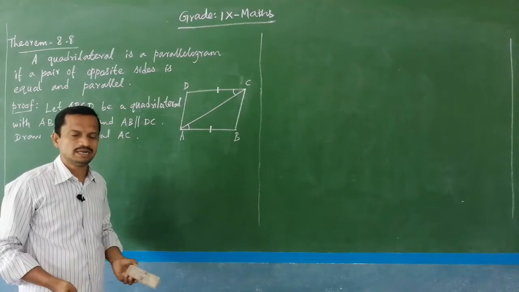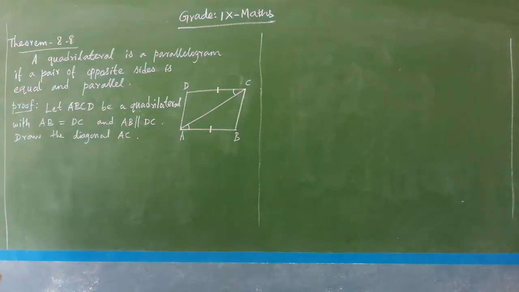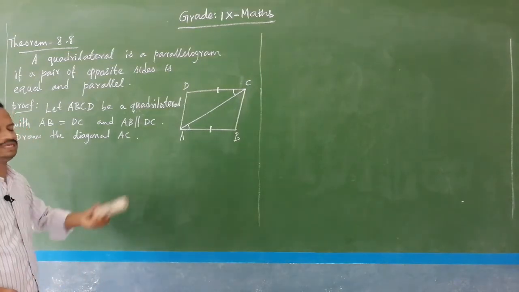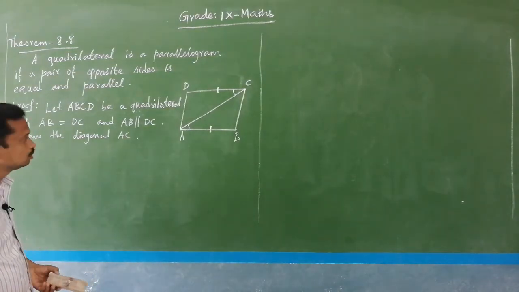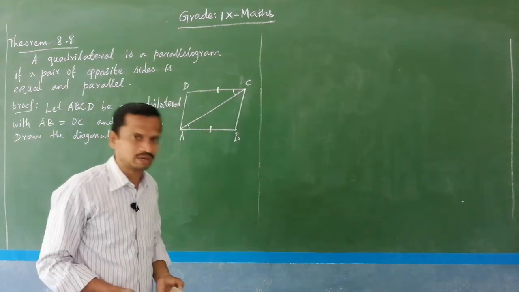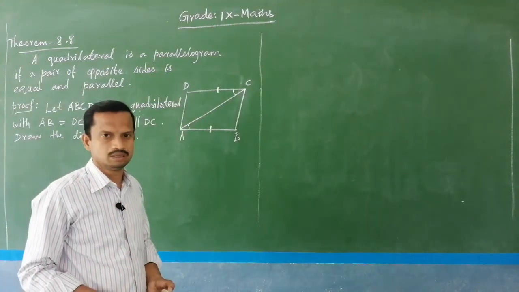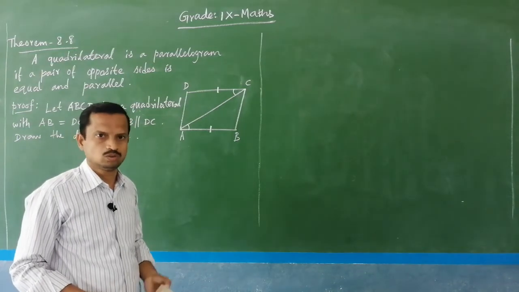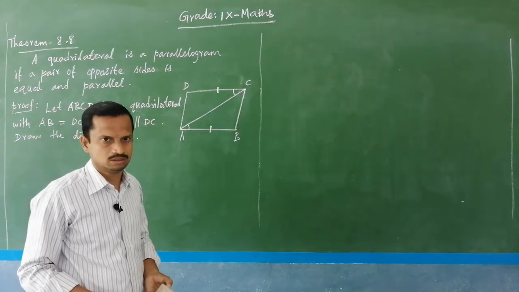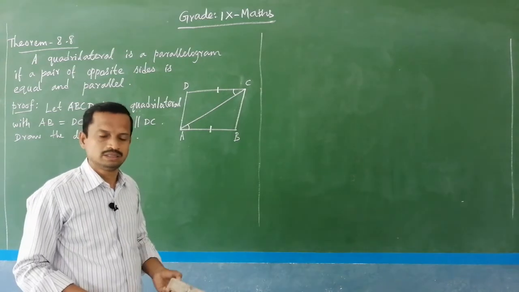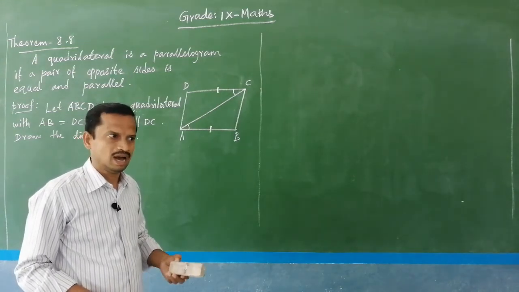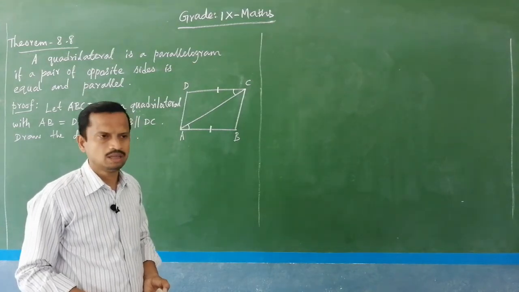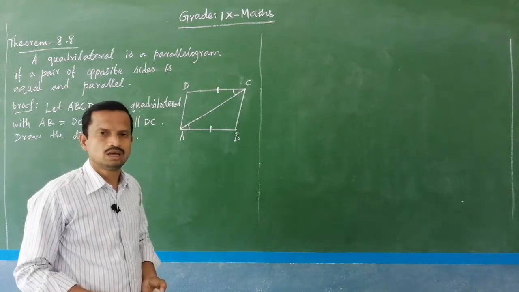Now, we have to prove this ABCD quadrilateral is a parallelogram. To show a quadrilateral is a parallelogram, we need to prove the opposite sides are parallel and also equal. One pair of opposite sides is given as equal and parallel, and another pair we have to show equal and parallel, then that quadrilateral becomes a parallelogram.